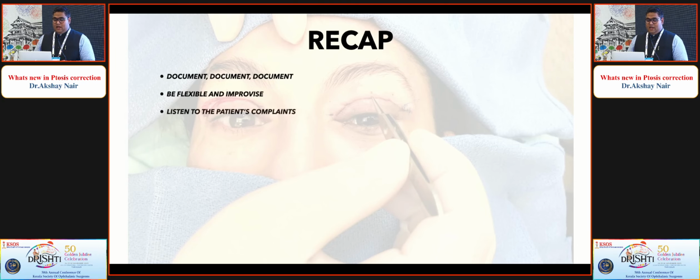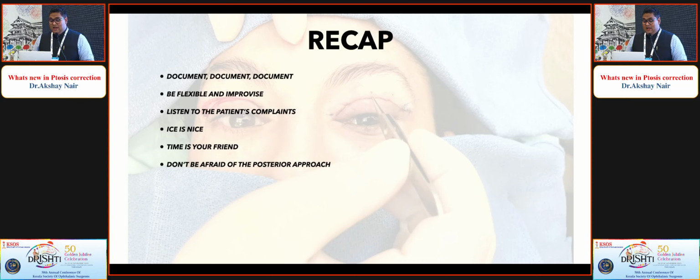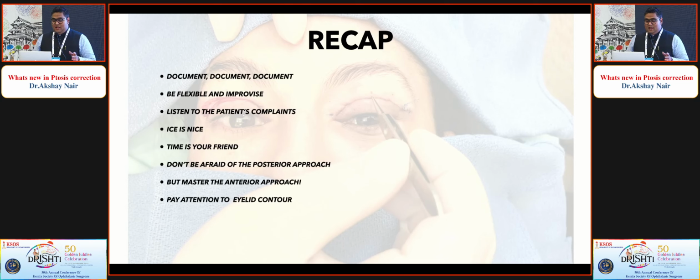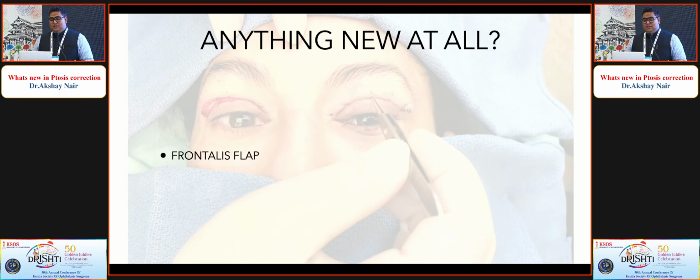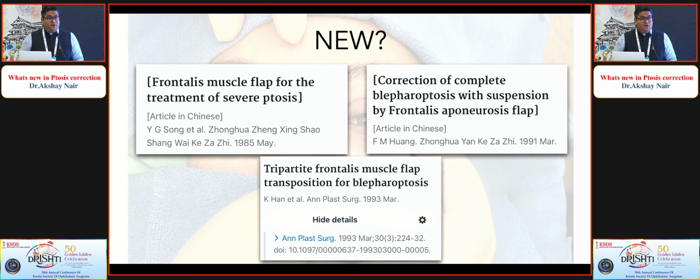So a quick recap on our pearls, which is documentation, be flexible, listen to the patient's complaints before surgery, because otherwise you will definitely have to listen to them after surgery. Use the eyes test, be aware of which cases not to operate, pay attention to the eyelid contour, and Hering's phenomenon. So is there anything new at all? Well, actually there is. We talk about the frontalis flap as the latest thing in oculoplastic surgery.